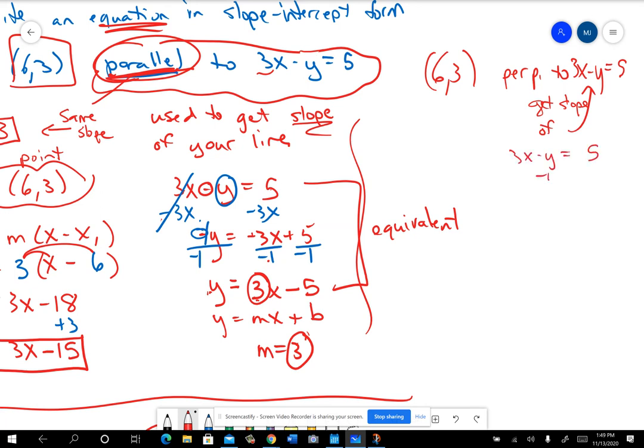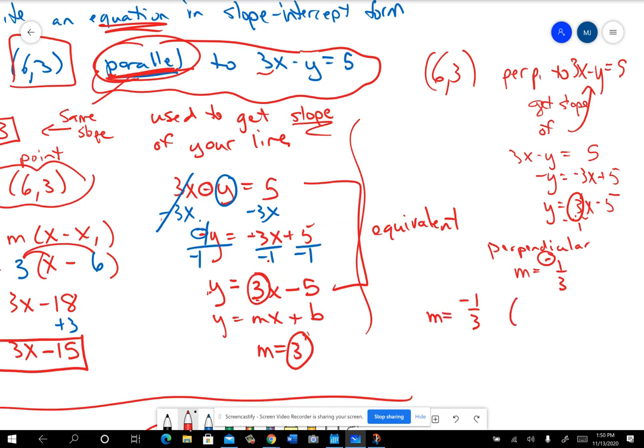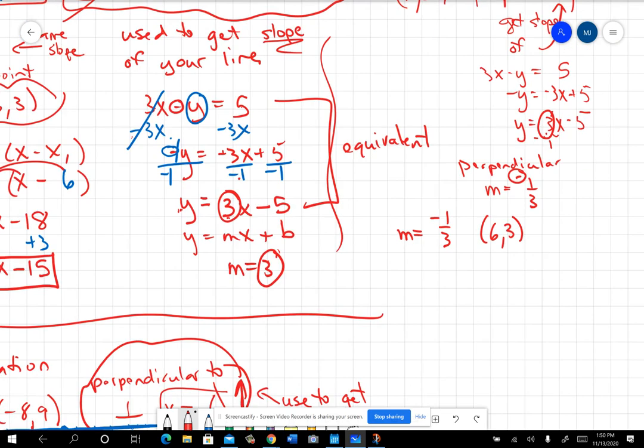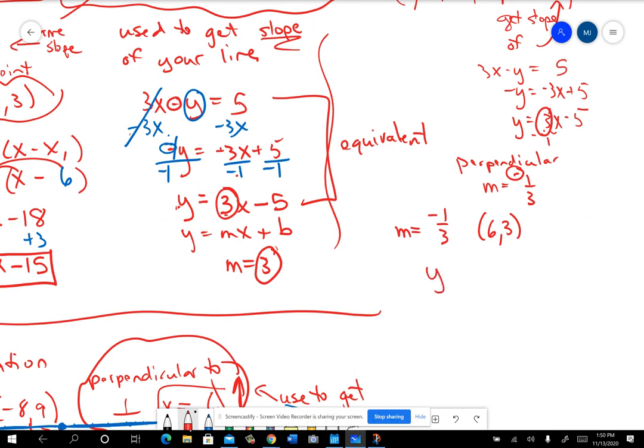I'd take the 3x minus y equals 5, and I'd solve, divide by -1, and get to here to identify the slope of the given line as 3. Then I'd think, okay, perpendicular. If the given line has a slope of 3, then my line should be flipped over, so 1/3, and it should be negative because they have to be negative reciprocals. Then I'd take the slope -1/3 together with the point 6, 3, and I'd write the equation.